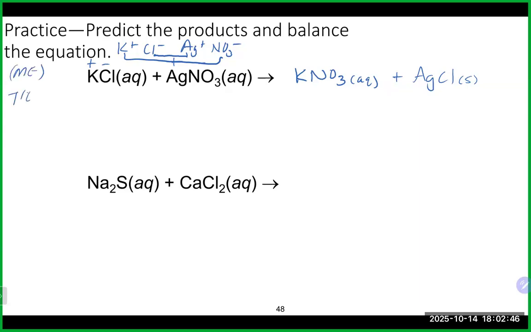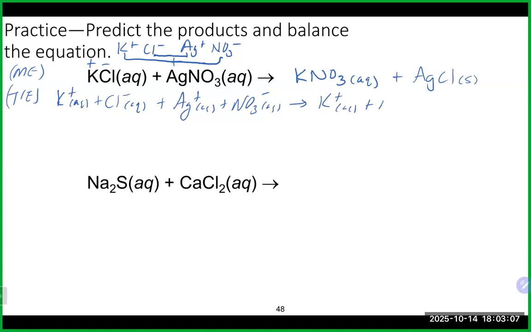Our total ionic equation in this case, KCl is a strong electrolyte, so it will break apart into K+ and Cl-. Our silver nitrate will also break apart into a silver ion and some nitrate. Our potassium nitrate also strong, so we'll break apart into potassium and nitrate. And as we talked about earlier, AgCl is a solid, so we do keep it together and we do not break it apart. Otherwise, it would not be a solid in this case. And that would be our total ionic equation. Again, there are charges on things, right, and states.